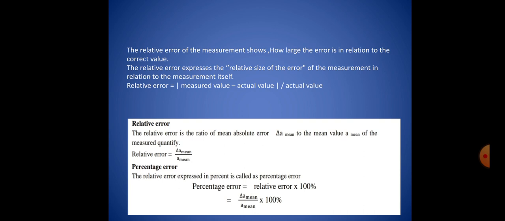Therefore, the relative error can be expressed as the relative size of the error. It gives us the relative size of the error, how much more and how much less. It gives us exactly the size of the error of the measurement in relation to the measurement itself. So relative error is equal to mod of measured value minus actual value, divided by the actual value.